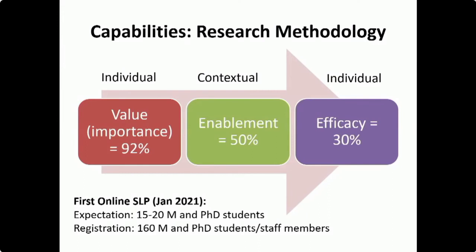Enablement, and 50% of the people said that they were enabled. Efficacy is also important, because that is the competency, and that is why people registered for the course. And 30% of people felt that they were reasonably competent and efficacious in research methodology. So you can see that our big challenge in online learning SLP is enablement and efficacy, it seems.